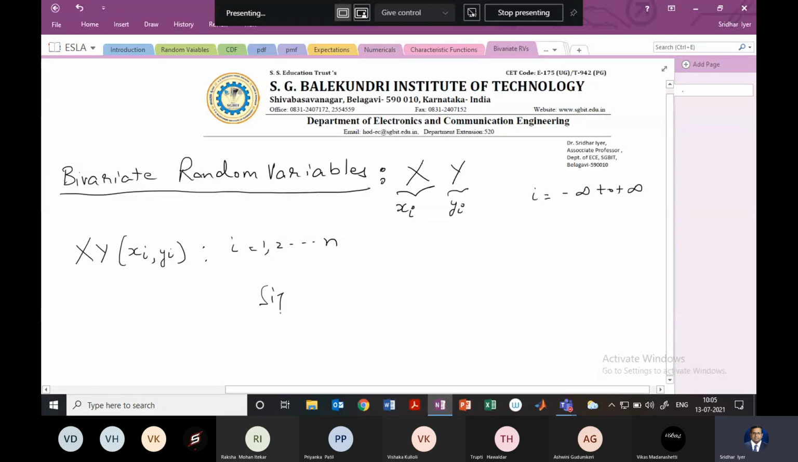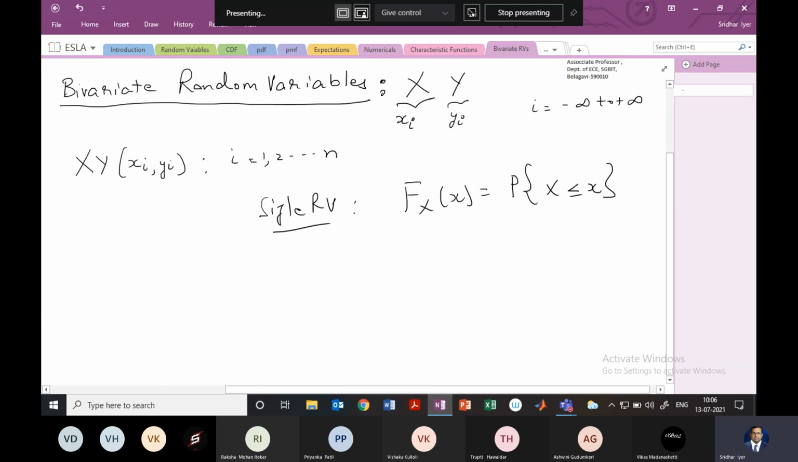So I had already done this in the basic class last time. If we take a single random variable, its CDF is Fx of x, which is the probability of X less than or equal to x. With the same logic, if we consider bivariate random variables, we're going to have Fxy of x comma y. That will be the nomenclature for the two random variables, x and y. So this will be nothing but probability, or let me write this here because it's a long equation.